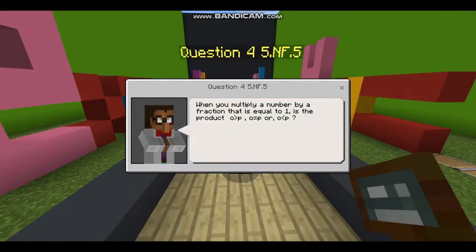Welcome to part 4 in 5th grade Numbers and Fractions Standard 5, Scaling Numbers. In part 1, we found a pattern. When we multiplied a whole number by a whole number, the product was always going to be greater than 1, no matter what we did.